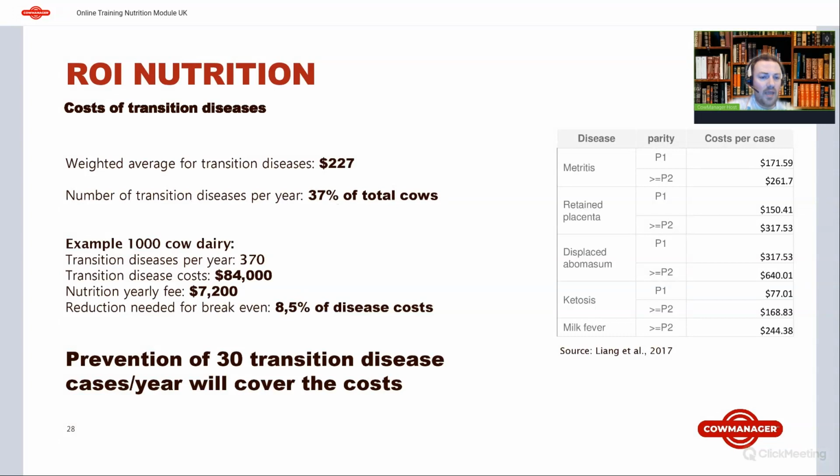If you're able to, on a 1,000 cow dairy with 370 cows with transition diseases, if you're able to prevent 30 of those, so on a 100 cow dairy, 3 of those, you'll already have a complete return on investment. And those are just the transition alerts, and I hope you've seen that you can do so much more with this module.